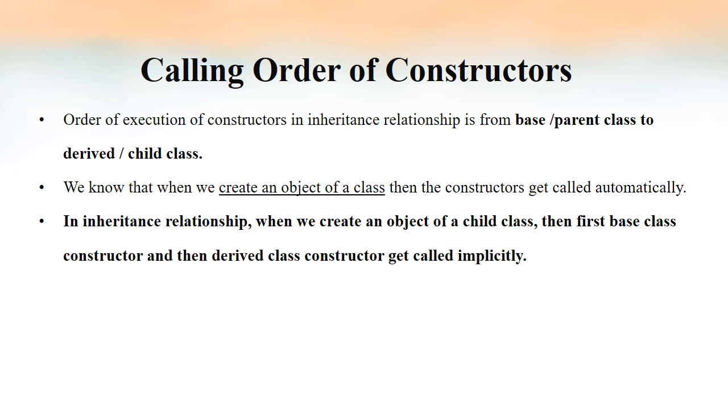So when we try to create an object of a child class, we know that for creating objects we have to make use of the constructor. But a child class will have a parent class also, and the parent class will have its own constructors. So when we create an object of a child class, the constructors of its parent class also will be invoked implicitly. Implicitly means automatically. We will not know that it is working in the background.